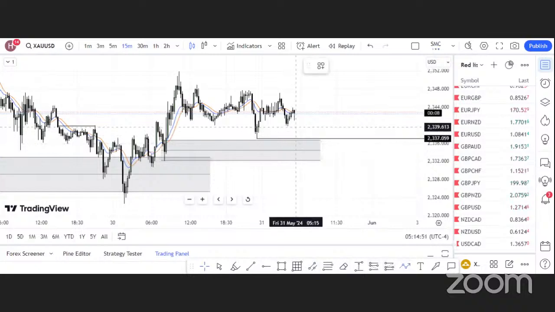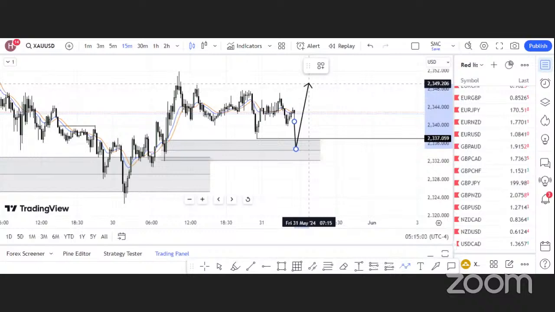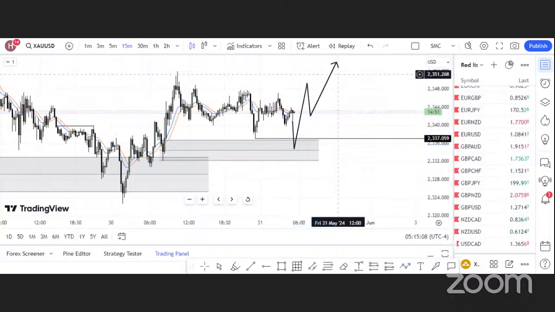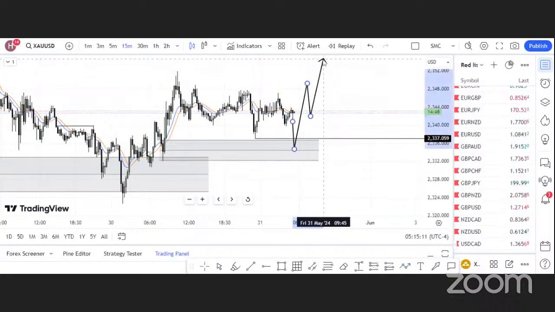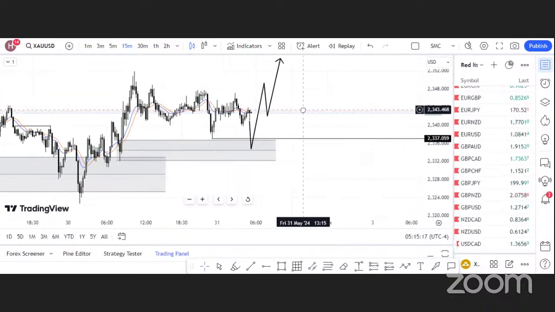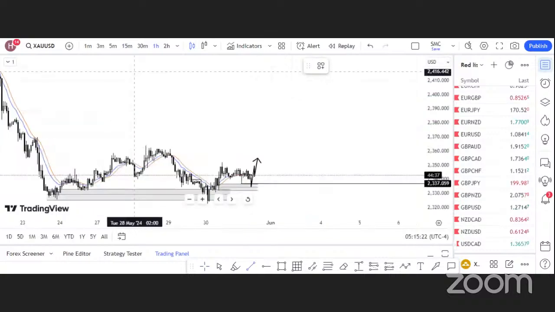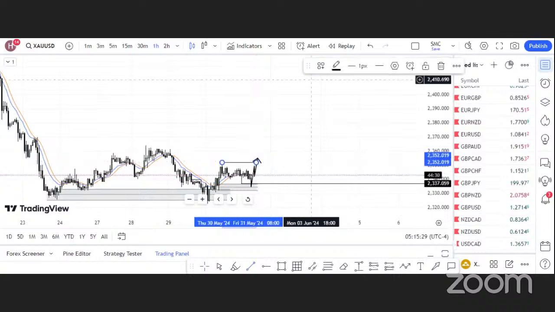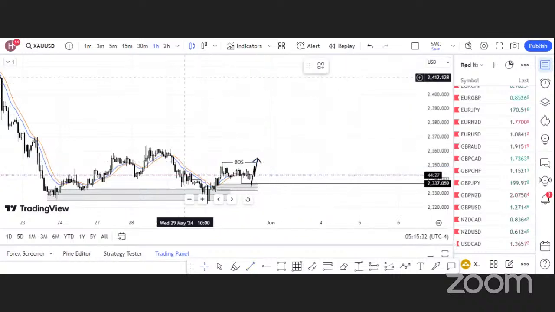So there are other confirmations that we are going to look for before placing a buy trade. But for now, this is the movement I'm expecting the market to make. Okay. So here is going to be our break of structure. We are going to get a break of structure here.